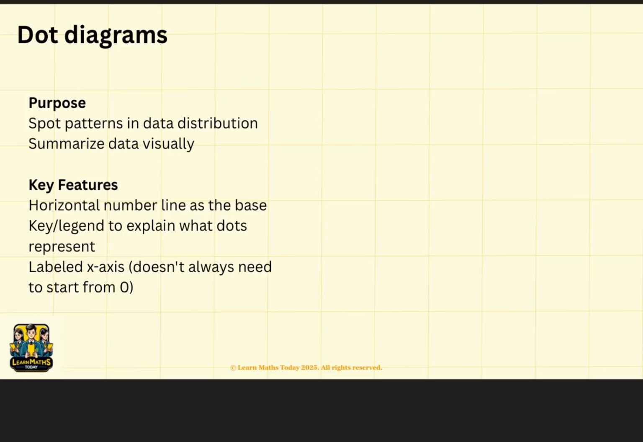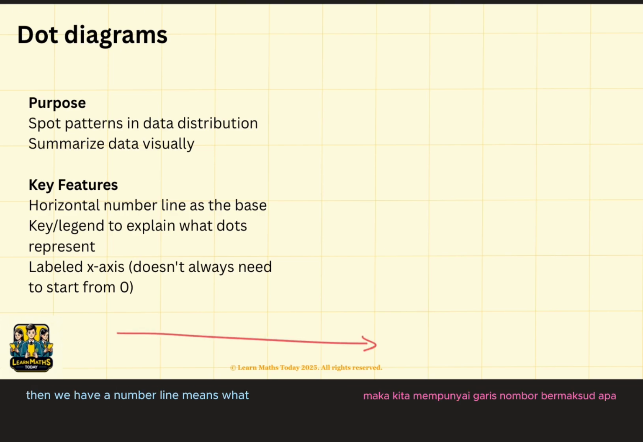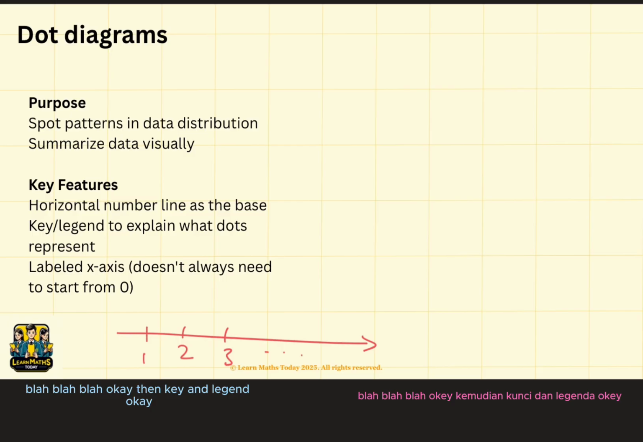The key features include a horizontal number line as the base. So we have a number line like that. It means there are numbers on it. Then key and legend. This key and legend is very important.